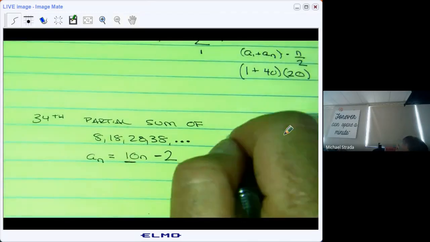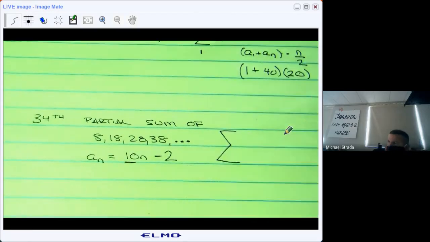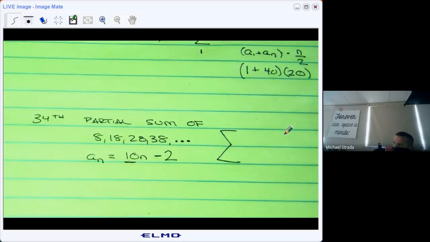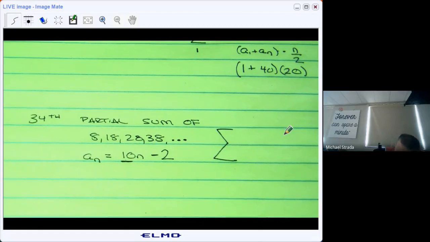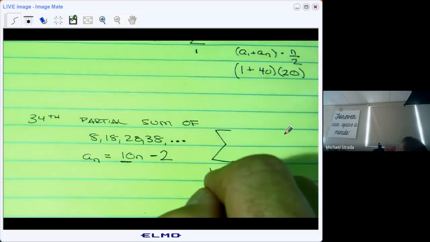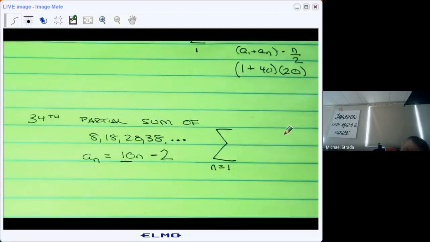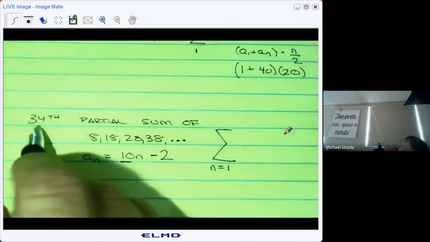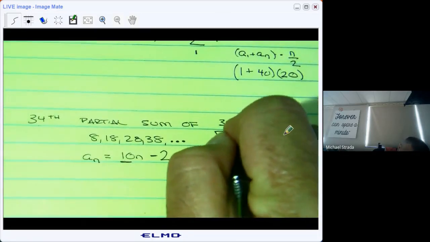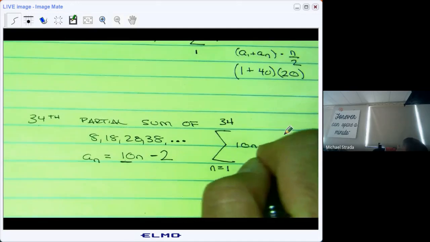You can go right to sigma notation. This will be n equals 1. This will be whatever partial sum they're asking for, which is 34. And then you just slide over what you got there.